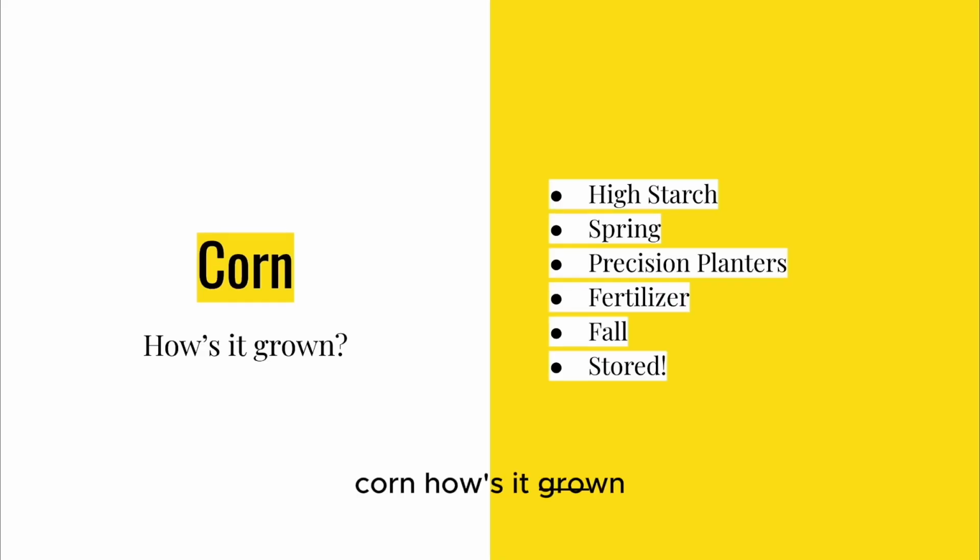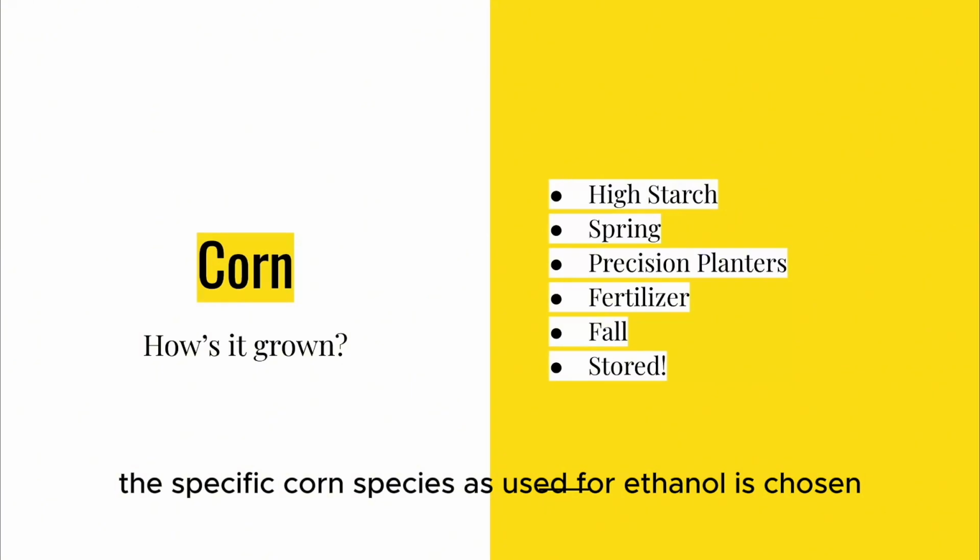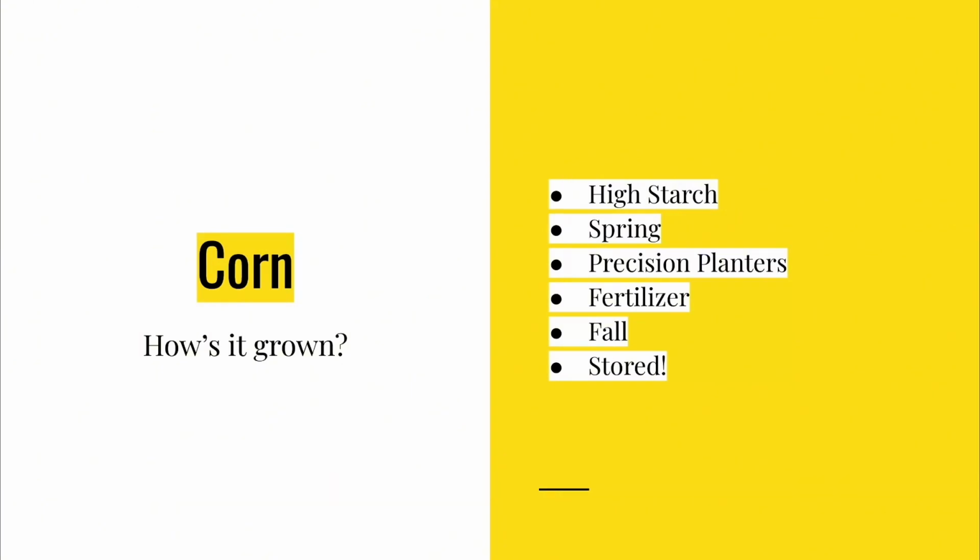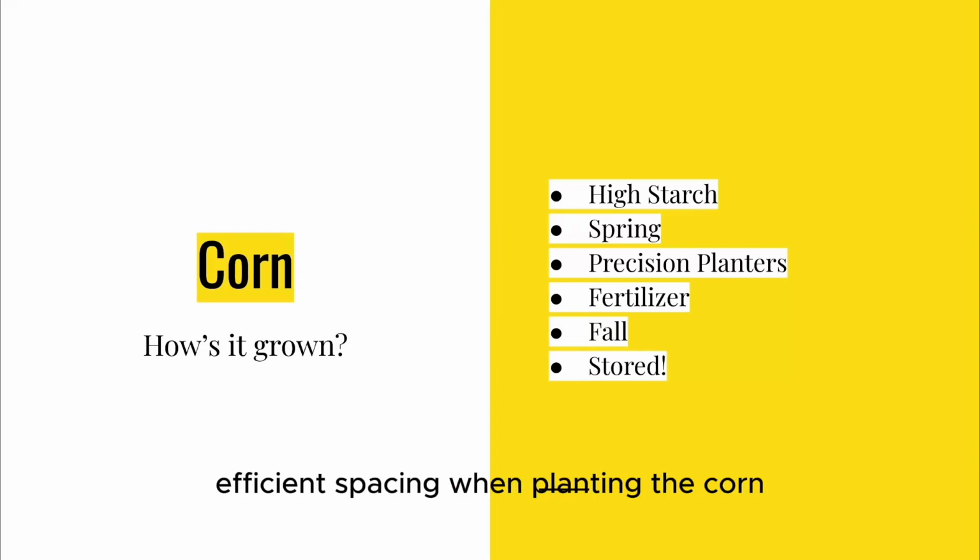Corn, how's it grown? The specific corn species that is used for ethanol is chosen due to the factor of starch variety. So they want high starch. And then corn is planted in the spring. Precision planters are used for optimal efficient spacing when planting the corn, and then fertilizers are used to quicken the growing. Harvest is always in the fall, and corn is then stored for ethanol after it is harvested in the fall.